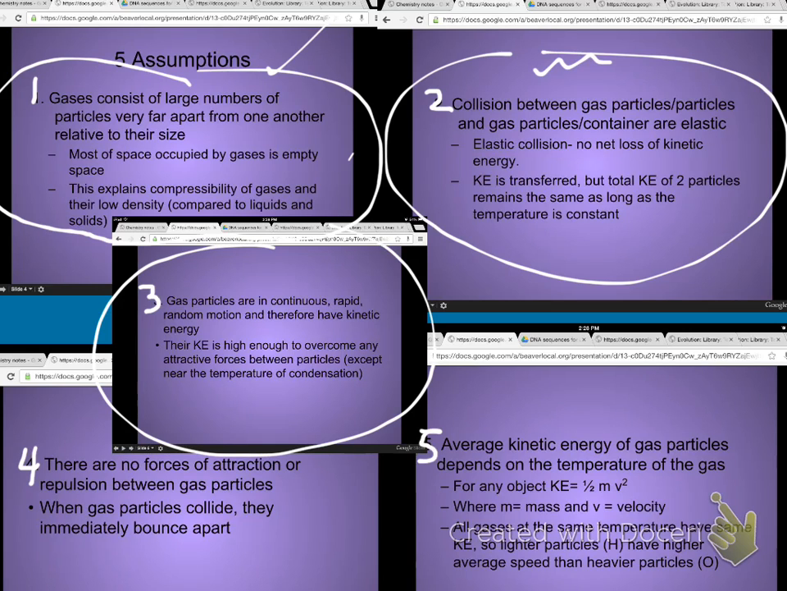Number 3 really probably should be number 2, but it's not. So gas particles are in continuous, rapid, random motion and therefore have kinetic energy. Well, yeah, that's absolutely true. And that's kinetic molecular theory for everything. All particles are in motion. All particles have some amount of kinetic energy. It's the energy that they have because they're moving.